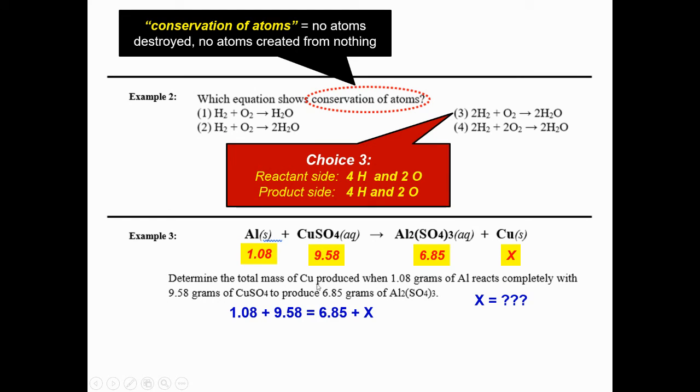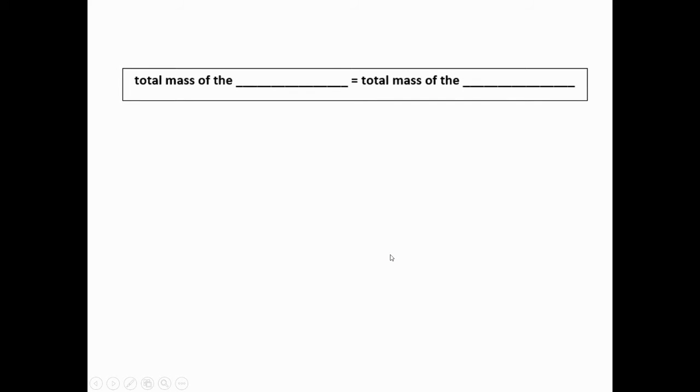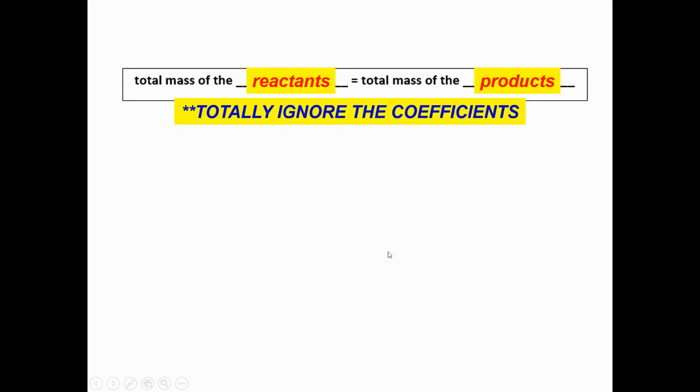So we'd say 1.08 plus 9.58 equals, the equal sign goes where the arrow is, 6.85 plus X. Okay, so simplify it to 10.66 equals 6.85 plus X. Take away 6.85 from both sides. X equals 3.81 grams of copper. Okay, so in the end, the total mass of the reactants equals the total mass of the products. And remember, you need to totally ignore the coefficients when you're doing these mass or conservation of mass problems.